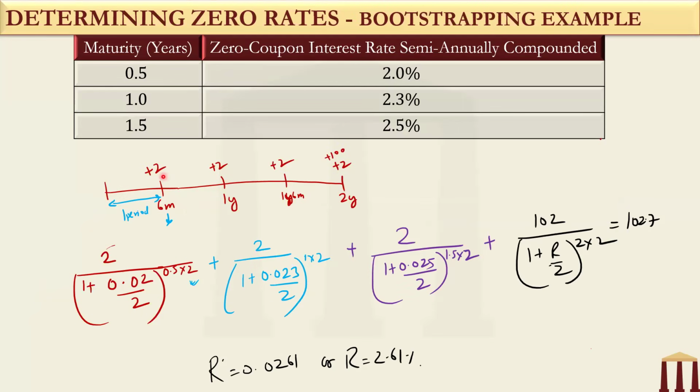These are the cash flows: $2, $2, $2, $102. And this is R, which is missing. So use the previous interest rates: 2%, 2.3%, 2.5%, and you find out the next interest rate. That is what bootstrapping is all about.